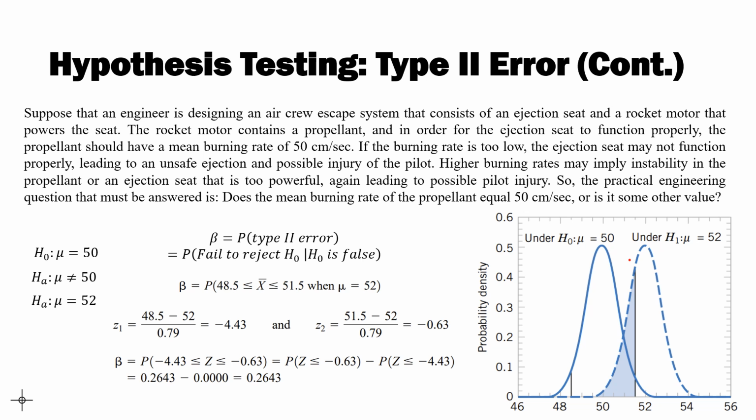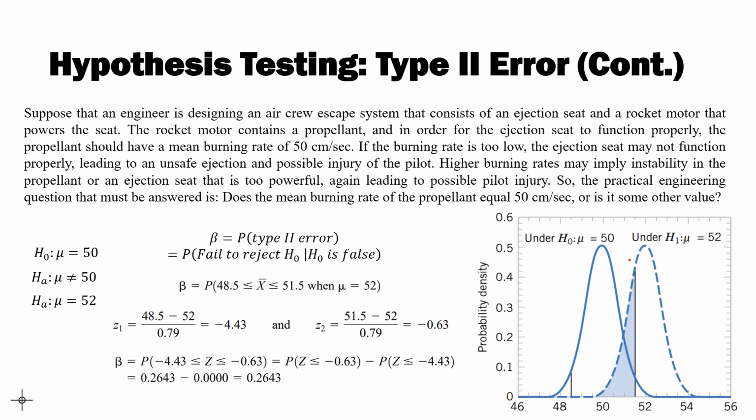This figure illustrates the two distributions representing the null and alternative hypotheses. The distribution centered at 50 corresponds to the null hypothesis, while the one centered at 52 represents a potential alternative hypothesis. Our rejection criterion is based on whether the sample mean falls outside the range of 48.5 to 51.5. However, under the alternative hypothesis, it is entirely possible for values between 48.5 and 51.5 to be generated by the normal distribution centered at 52.